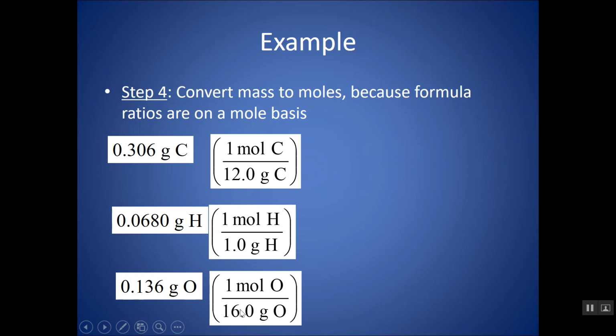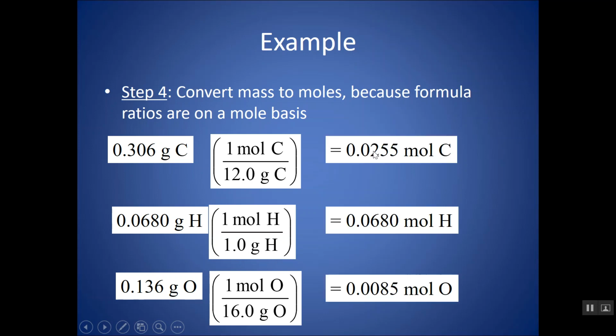These are not separate elements by themselves. These are elements in a compound. We don't know the subscripts, we are finding them. So make sure that you are using just the atomic masses here as the molar mass. Okay, and keep enough significant figures. Make sure you're keeping at least 3.